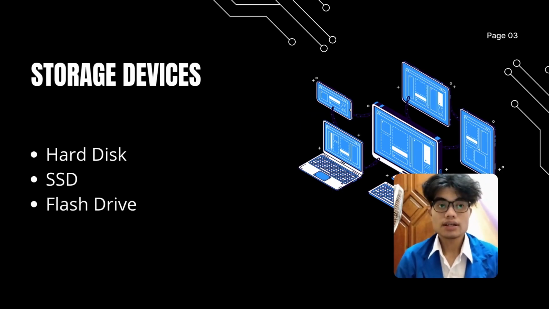Next slide. Storage device. They have hard disk, SSD, and flash drive. Storage devices are used to save data and programs. They allow users to store files for future use.